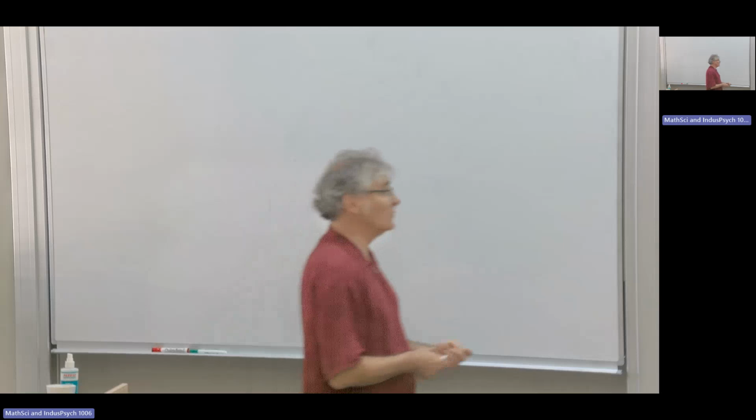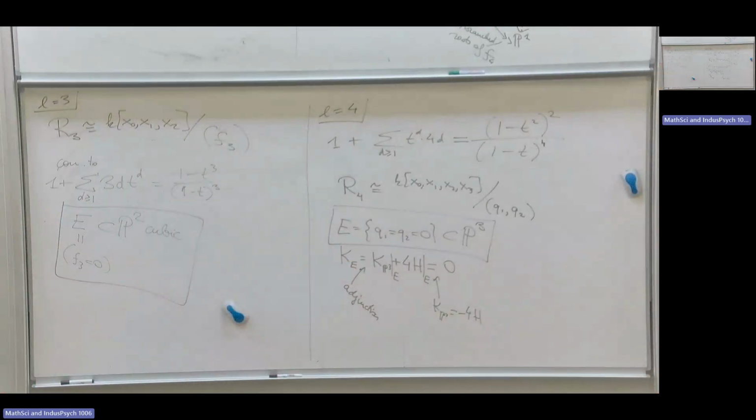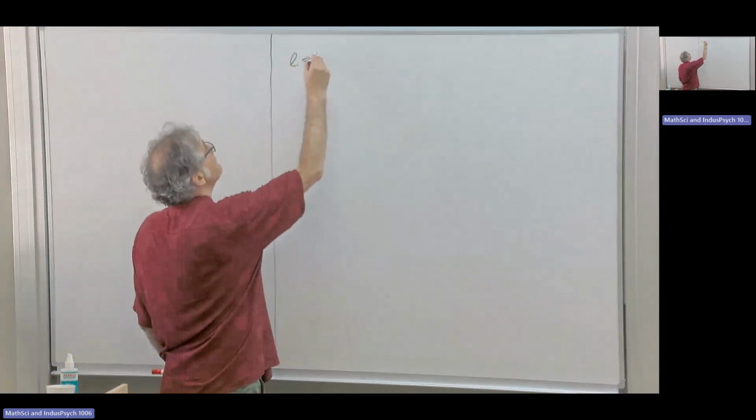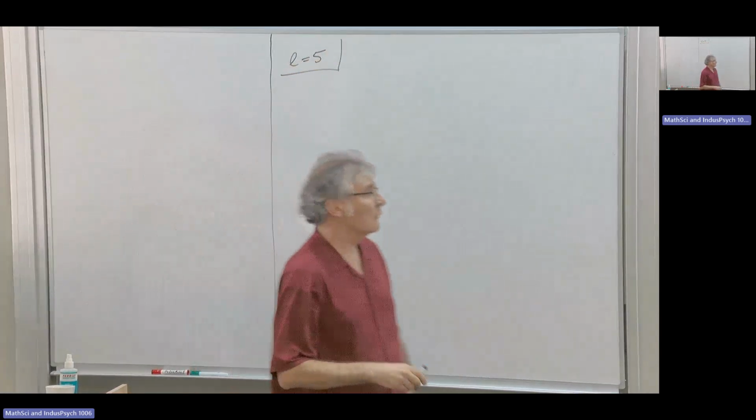So this was known to people like Jacobi, that you can build elliptic curves or one-dimensional tori in this way. And then L equals 5 is really interesting. So what happens at L equals 5 is the following.